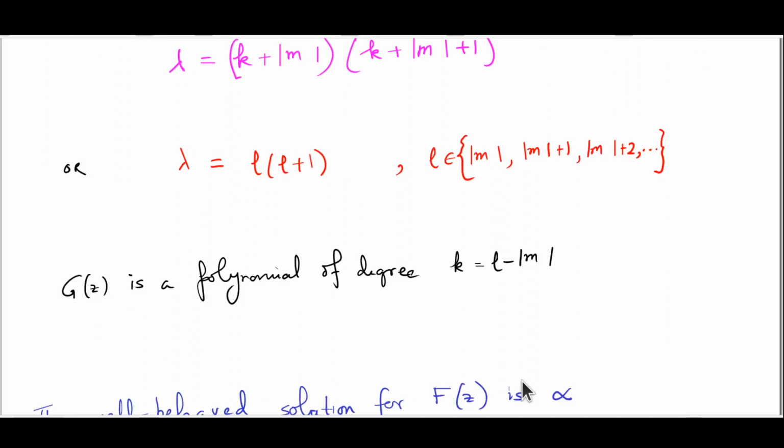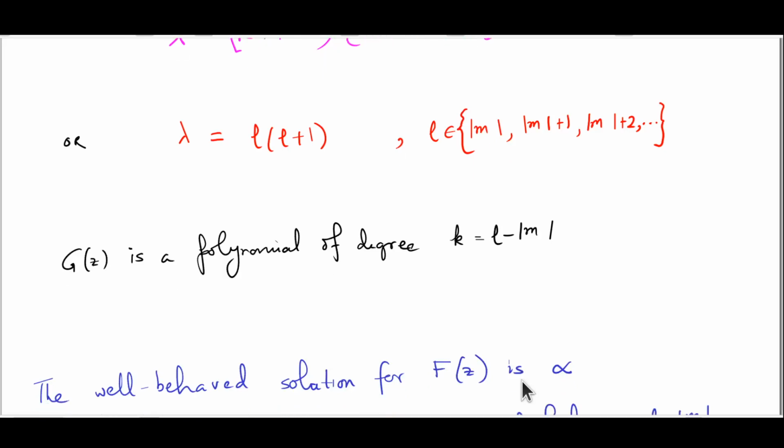So with this choice, g(z) is a polynomial of degree k, where k is L minus |m|. Of course, that's one of the two solutions. The other solution is an infinite series, and that will diverge as z goes to plus or minus 1. That's the one we are going to ignore.